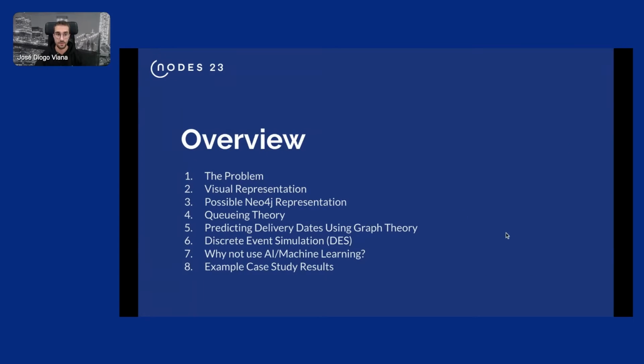So a small overview of what we are going to talk about. First, we're going to highlight the problem, then go through the visual representation of it, and also possible Neo4j representation, a little bit into queuing theory, and then we're going to go on the second part and predicting delivery dates, also using graph theory. And at the end, a small comparison against AI or machine learning, and a quick case study just to show.